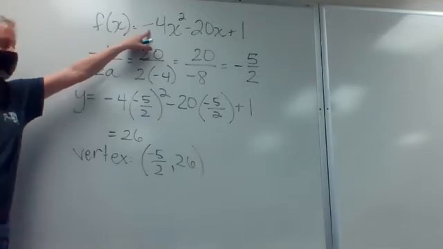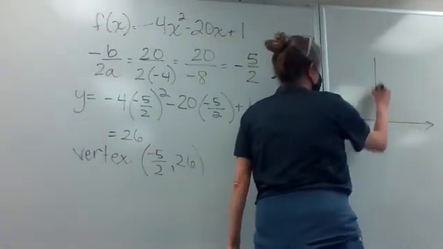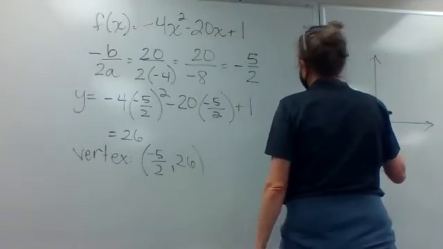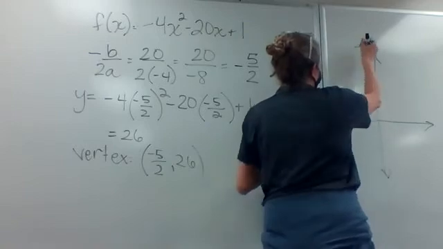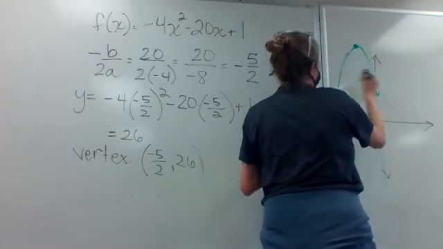Right. Okay, so I'm just going to draw out so left 2.5, up 26. So we're just going to make up where that would be. And it's opening down.